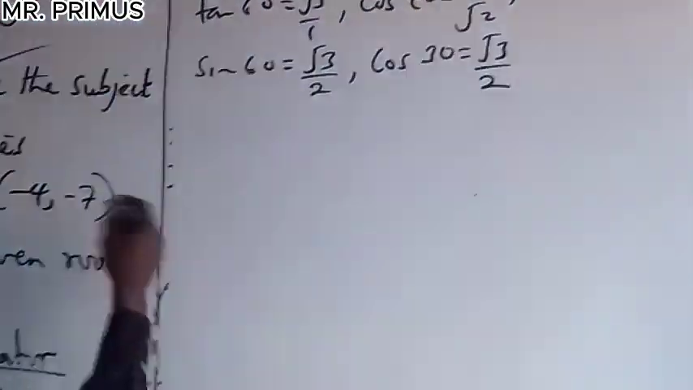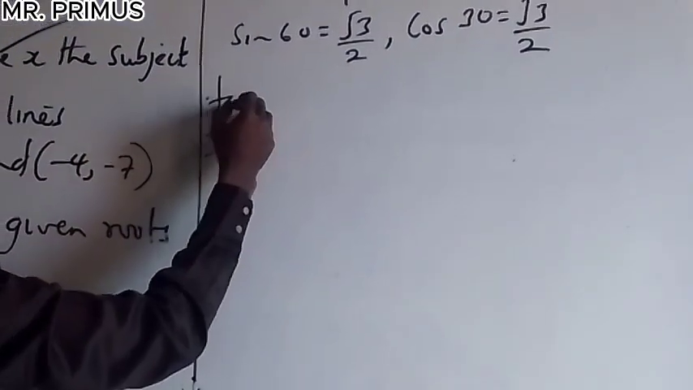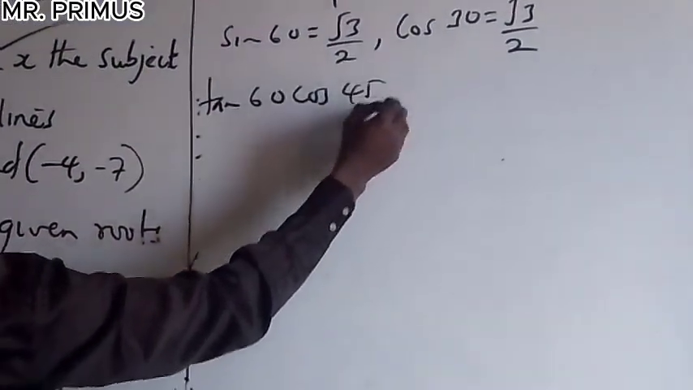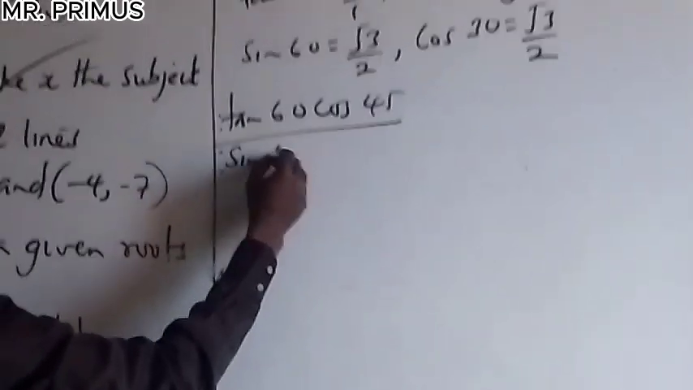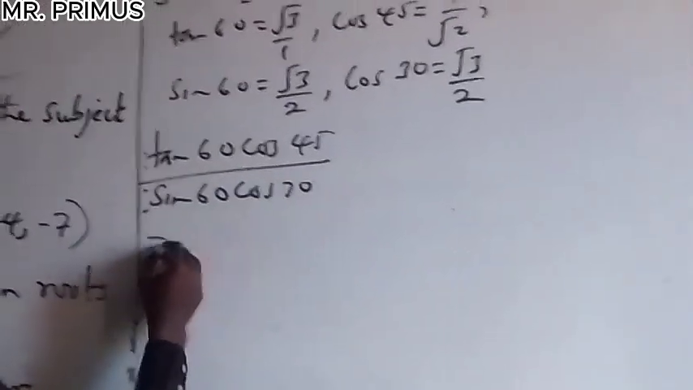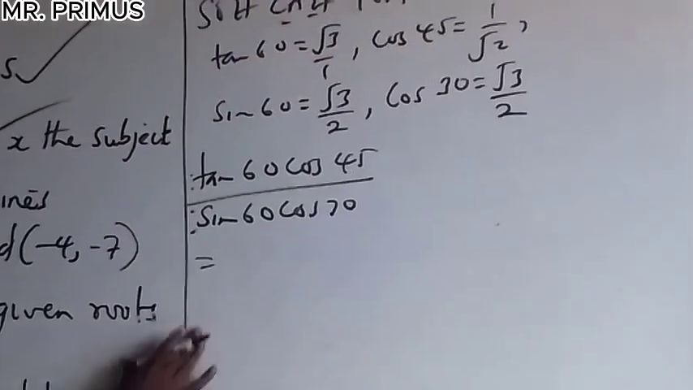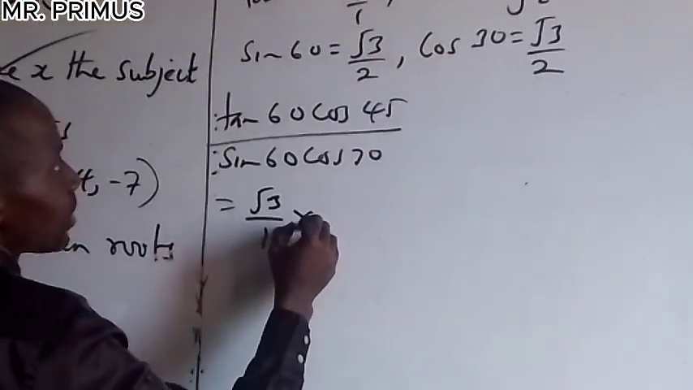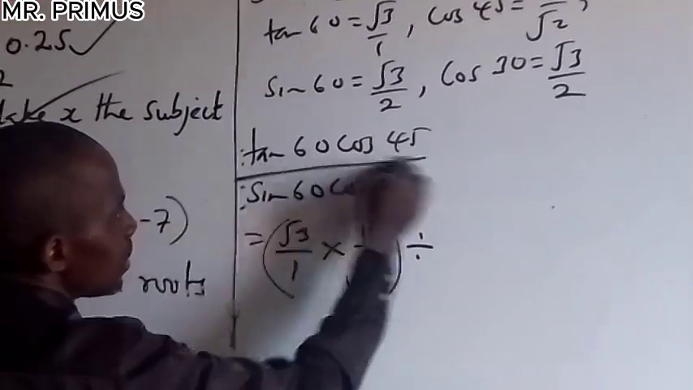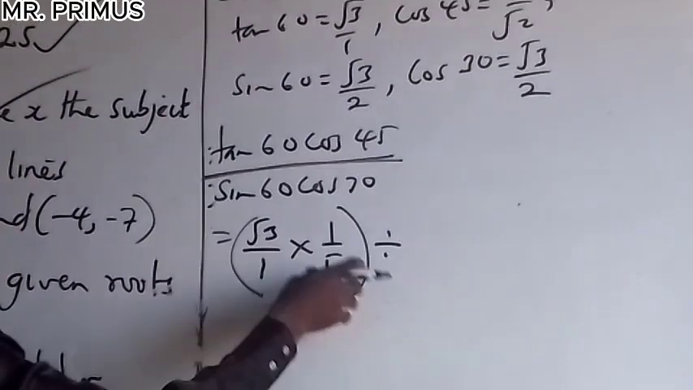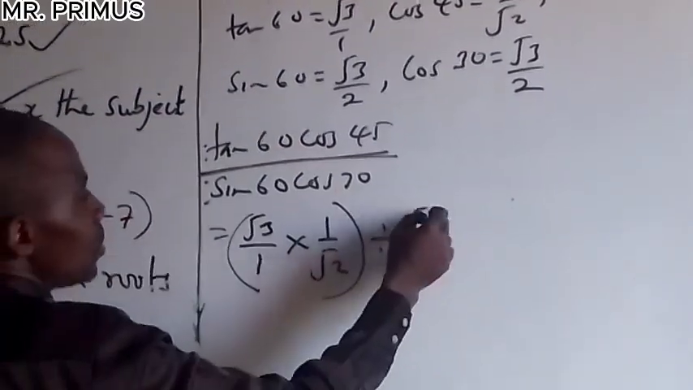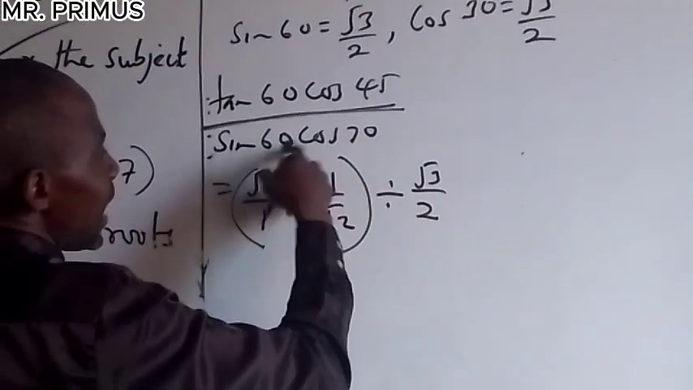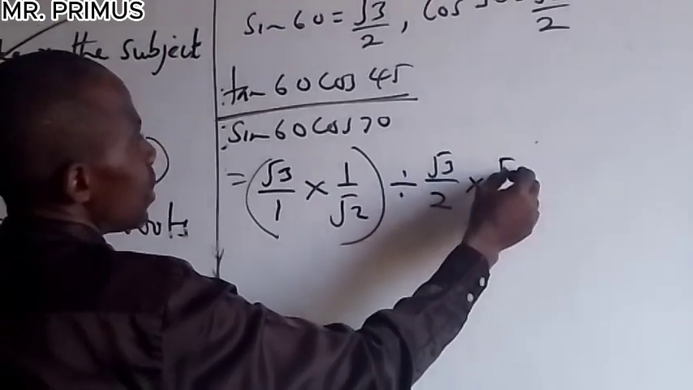Alright, so now we can evaluate it. Tan 60 cos 45 over sin 60 cos 30. Now let's apply all these. So tan 60 is root 3 over 1, cos 45 times 1 over root 2. Divided by, let's do it like this, sin 60 root 3 over 2 times cos 30 root 3 over 2.